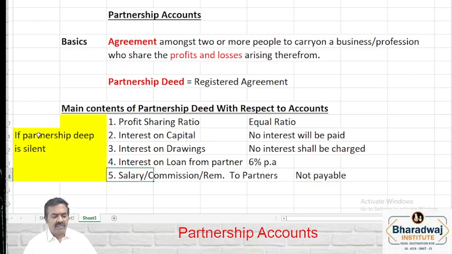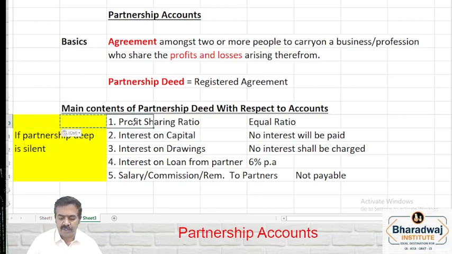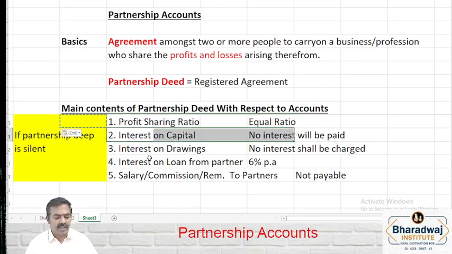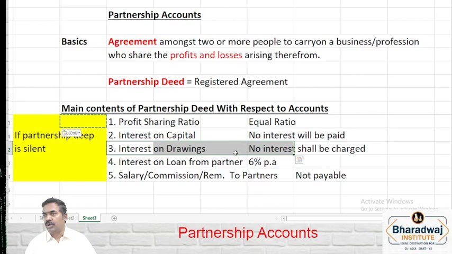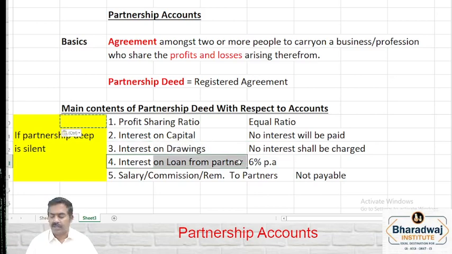Once again, if the partnership deed is silent about all these matters, what will happen? Profit or loss will be shared equally. Interest on capital, no interest will be paid. Interest on drawings, no interest shall be charged on drawings. Interest on loan alone will be paid at the rate of what? 6% per annum. Salary or commission to partners is not payable.